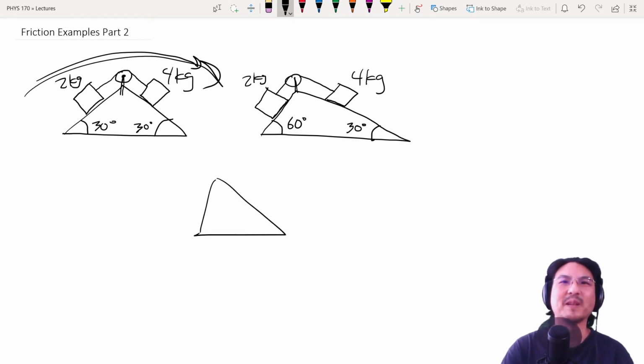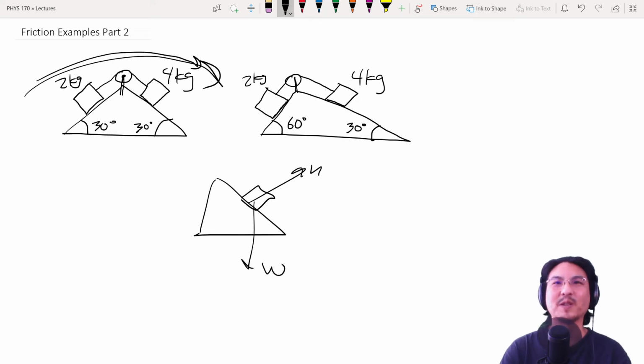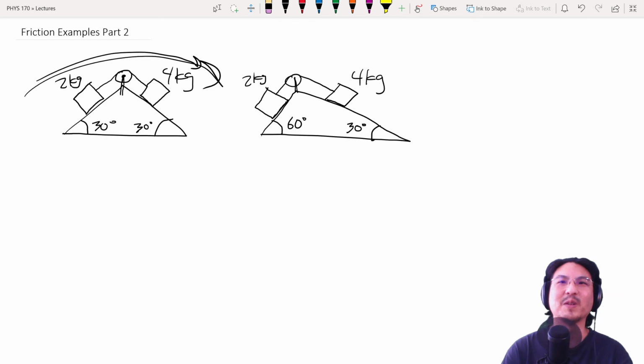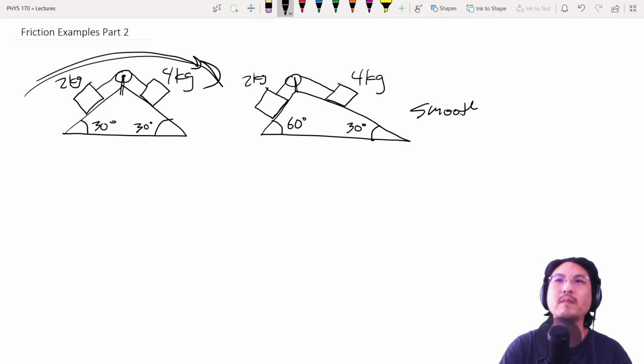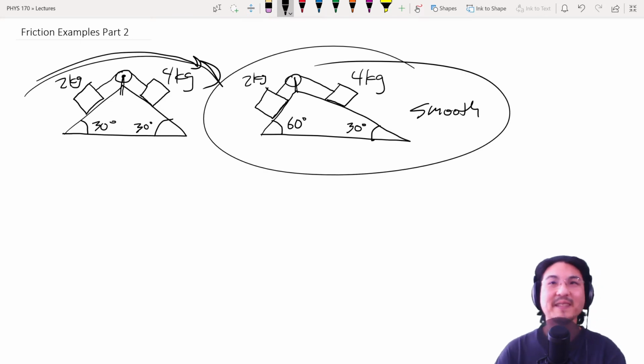Say you just have one block sitting on a ramp. If it slides, there's normal force, weight, and then which way do you draw the friction? If it's sliding, kinetic friction, this way or this way? I'm gonna draw it this way because I know the block is sliding down the ramp. So that's the trick. If we want to draw the free body diagrams of these two blocks, we won't even know which way to draw the friction unless we know which way they're sliding. So that's the first step: let's assume this is all smooth, and let's figure out which way they're sliding.